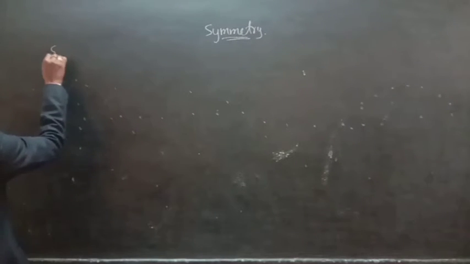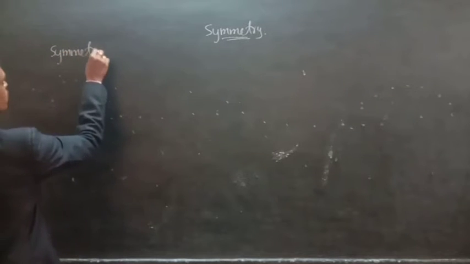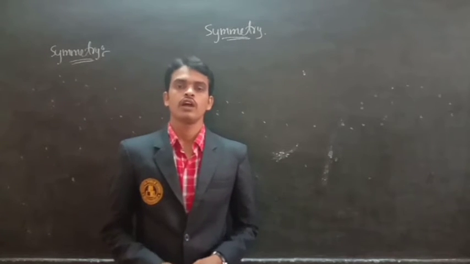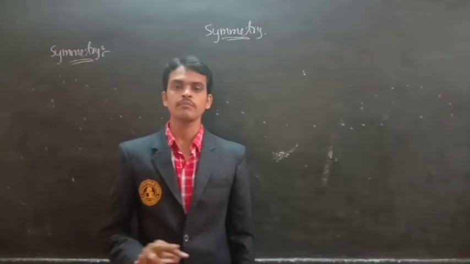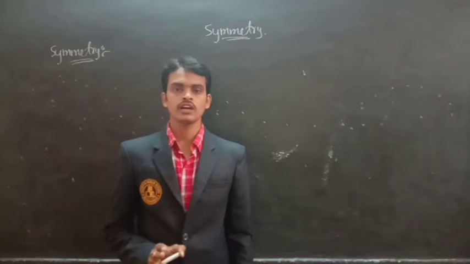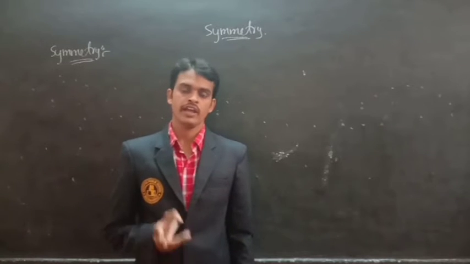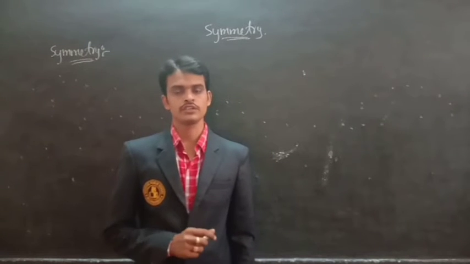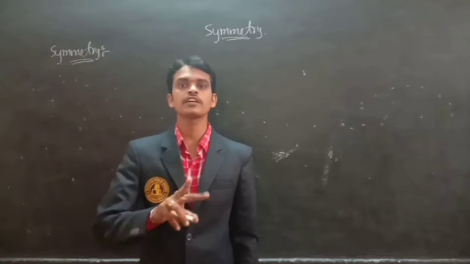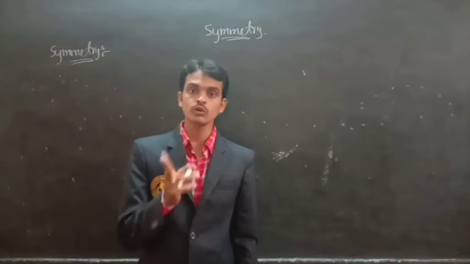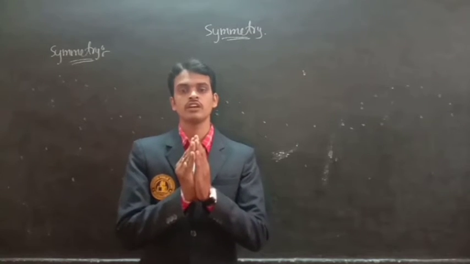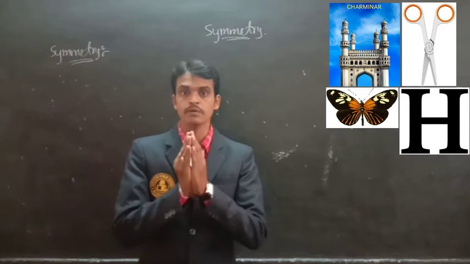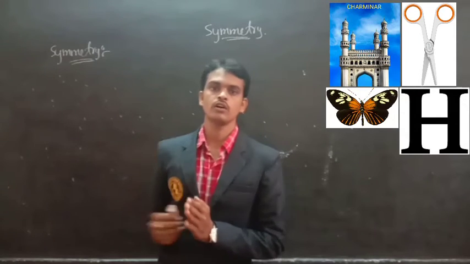Symmetry. The definition of symmetry: an object can be divided into two parts which coincide with each other, or exactly match with each other. If the two parts coincide with each other, exactly match with each other, then such objects are called symmetrical objects.